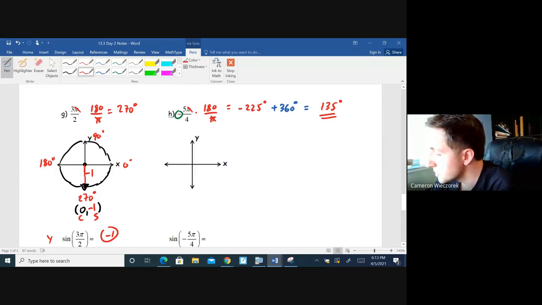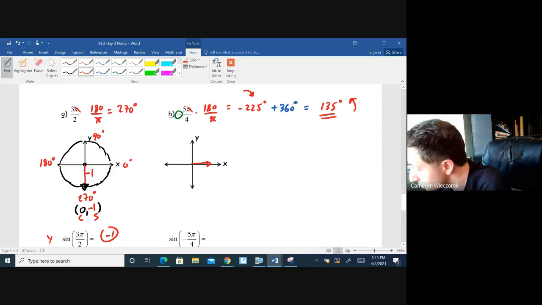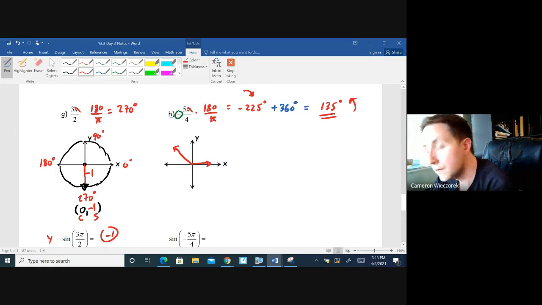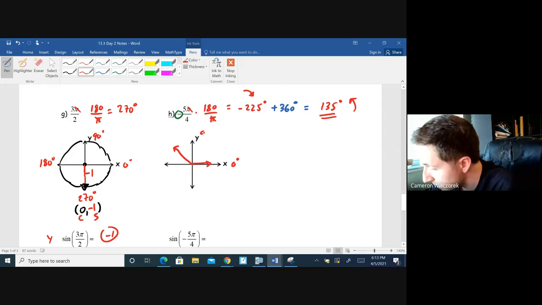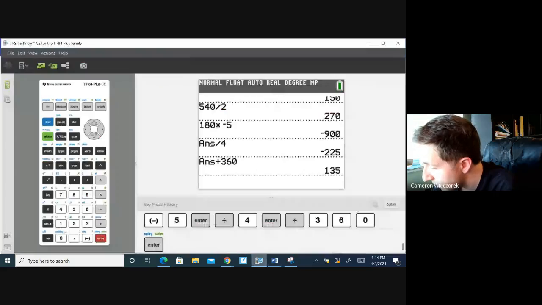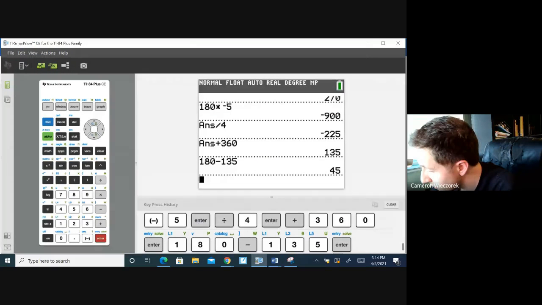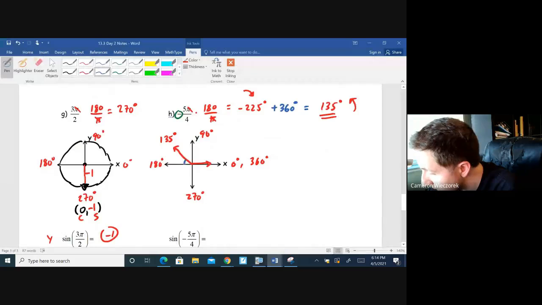And remember, the standard position sketch would be a little different because 135 you're going to sketch counterclockwise, whereas -225 you'd sketch clockwise. But the initial and terminal side are going to look the exact same on the sketch. That's why that works out. The sine and cosine value aren't going to change. So it's going to land in quadrant 2 no matter what. So here's 0, 90, 180, 270, 360. Here's my 135. And if you subtract 180 minus 135, you can get the reference angle. There's a 45-degree angle between the negative x-axis and that 135.